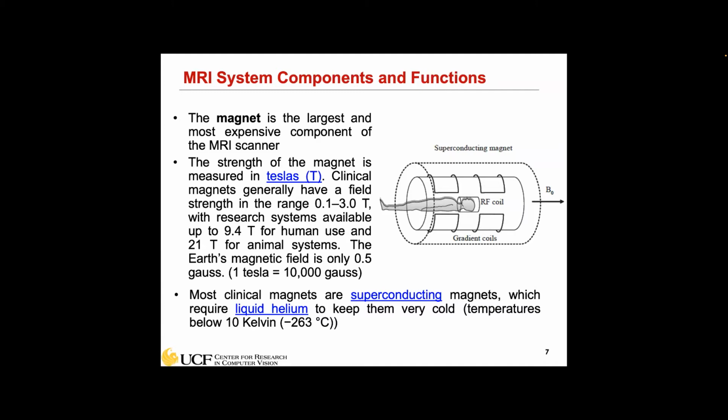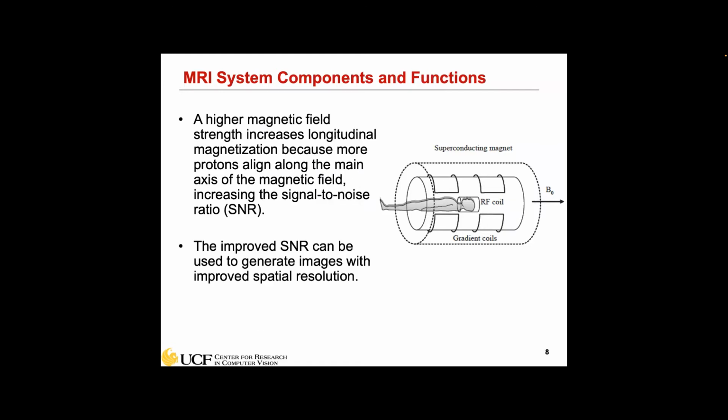Most of the clinical magnets are superconducting magnets, which require liquid helium to keep them very cool. A higher magnetic field strength increases the longitudinal magnetism because more protons align along the main axis of the magnetic field. This will increase the signal to noise ratio. So remember, we have those 1.5 T MRI, 3T MRI, right?